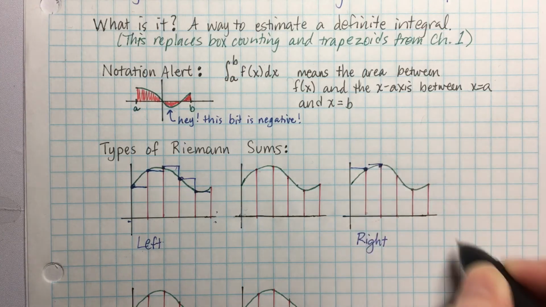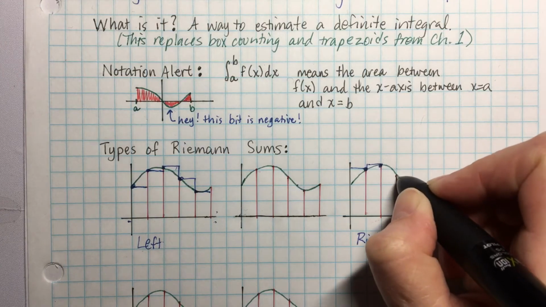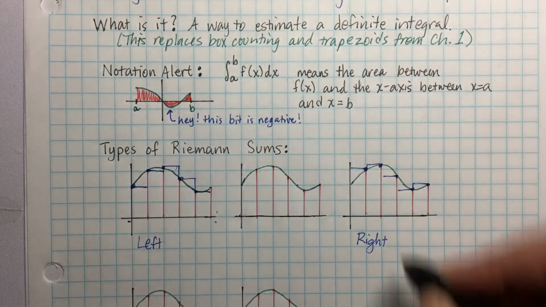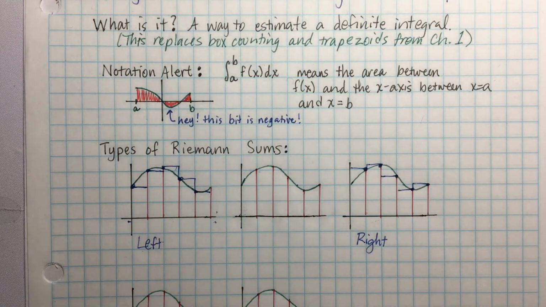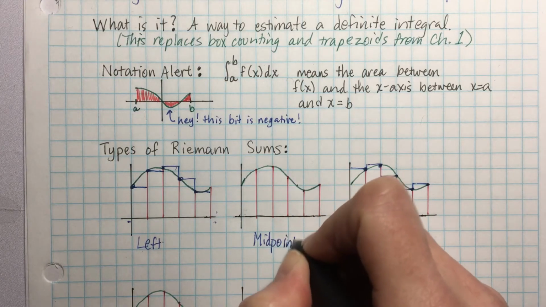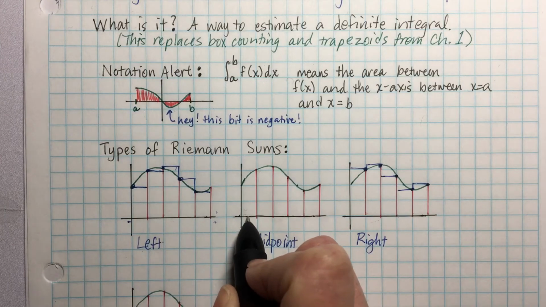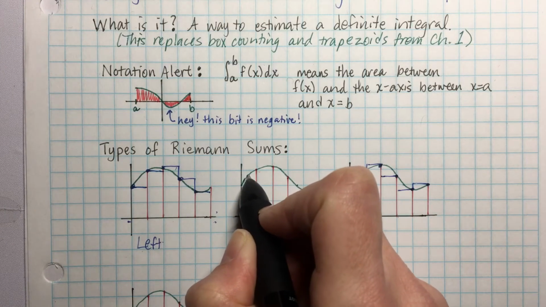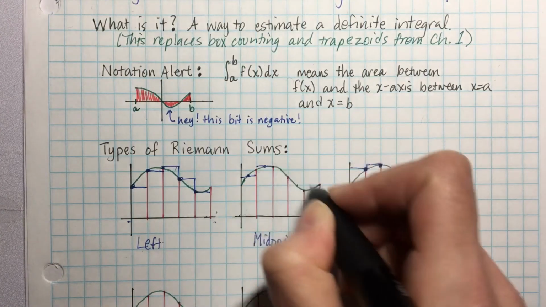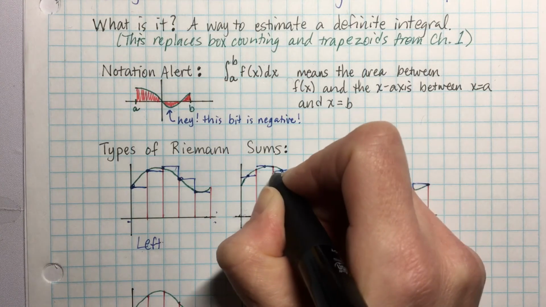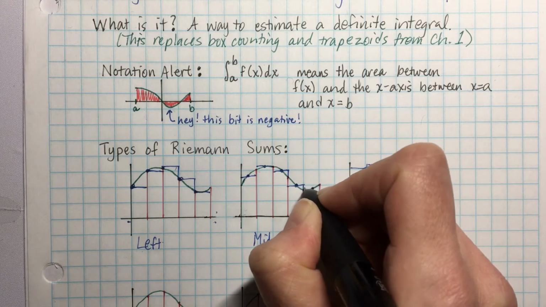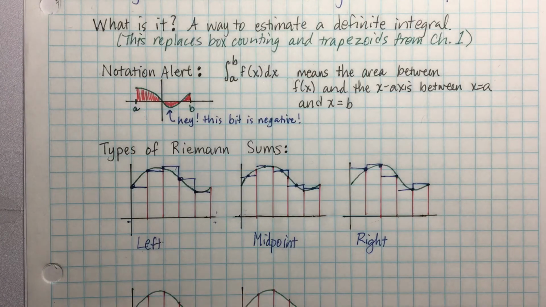So if you start on the right edge, that would be your right Riemann sum. You can probably guess what's going to be in the middle. This is called a midpoint Riemann sum that I'm about to draw. So I'm going to go to the 0.5 mark and make that my height. And I'm going to go here for my height and here. So I'm just going to the 0.5 mark of the strip, and I made a midpoint Riemann sum.